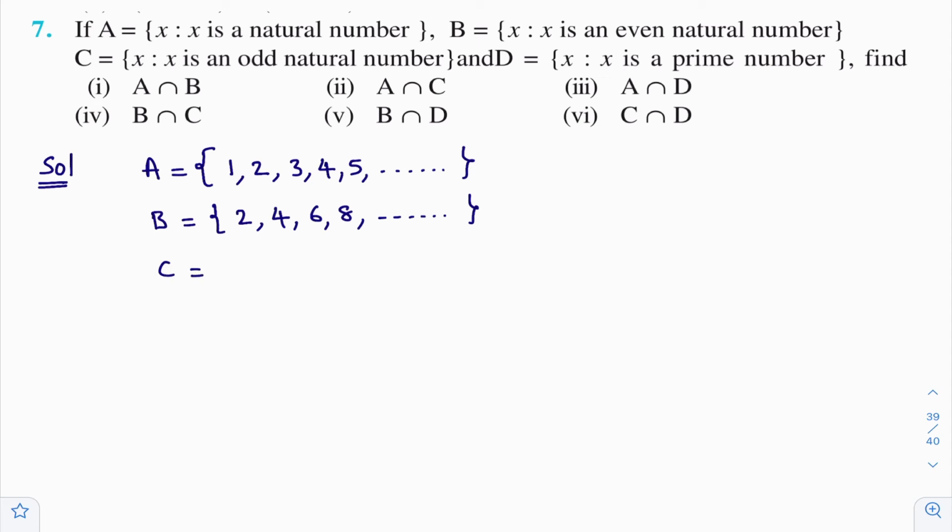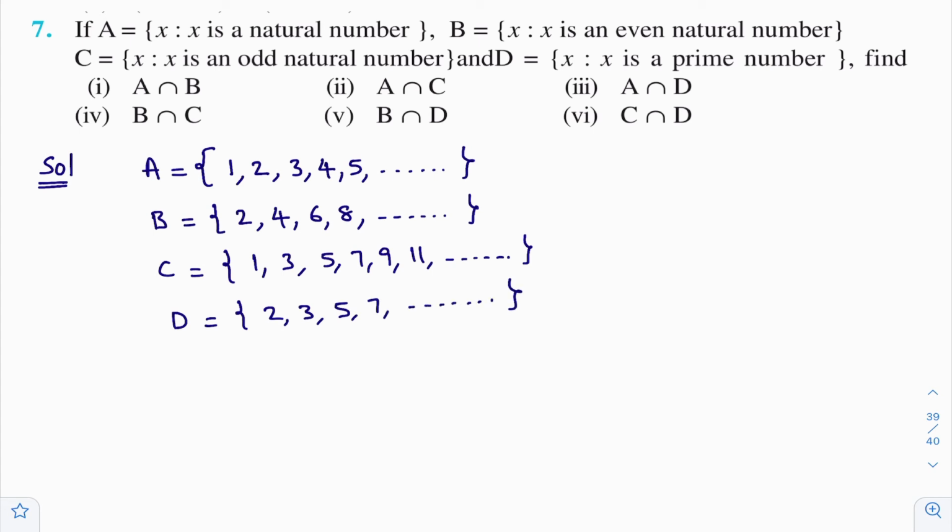Okay, set C. What is set C? Set C is X says that X is an odd natural number. What are odd natural numbers? 1, 3, 5, 7, 9, 11, like that. These are all odd natural numbers. Set D. What is set D? X says that X is a prime number. What are prime numbers? 2, 3, 5, 7, like that. This is also an infinite set you will get. Okay, so here all 4 sets I have written in roster form.